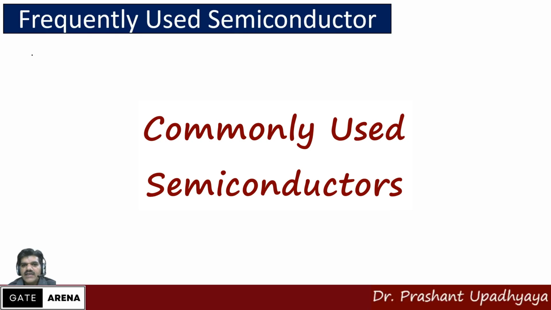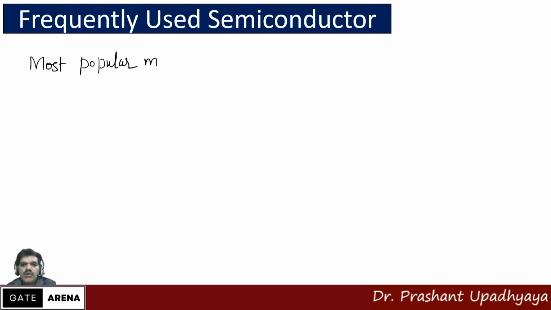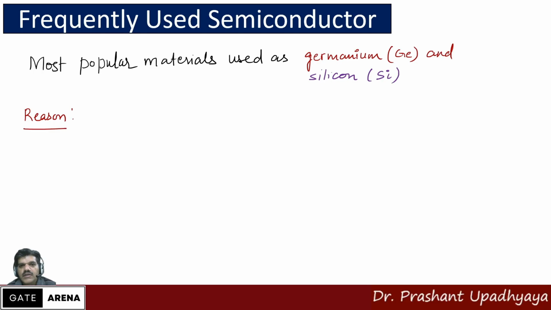Okay. So in this lecture, we are going to talk about the frequently used semiconductors. When we are talking about the commonly used semiconductors, the most popular materials are germanium and silicon. So we can say that the two most frequently used semiconductor materials are germanium, that is Ge, and silicon, Si.